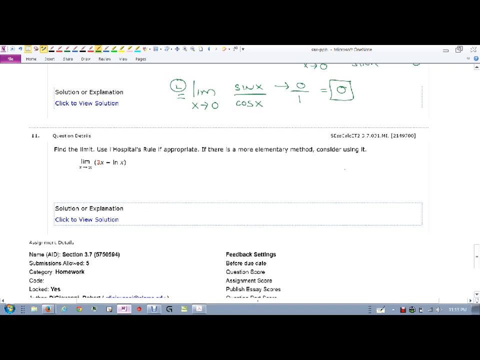So for this one, let's just see what's happening as x goes to infinity. 3 times infinity is infinity, minus natural log of infinity is infinity, and that's because the natural log function goes like this. And as you go out to infinity, this keeps on getting bigger and bigger. It doesn't go very fast, but it does get bigger. So natural log of infinity is infinity. So we have infinity minus infinity.